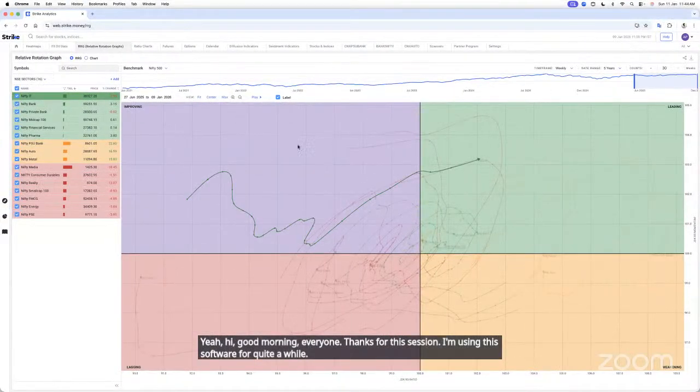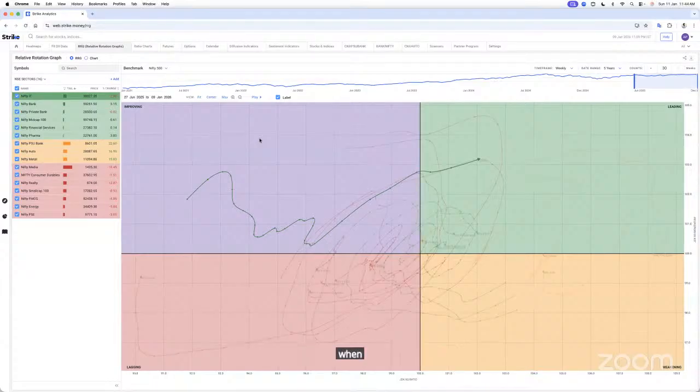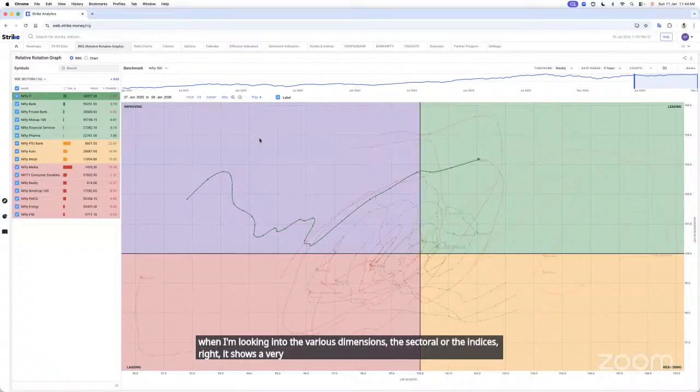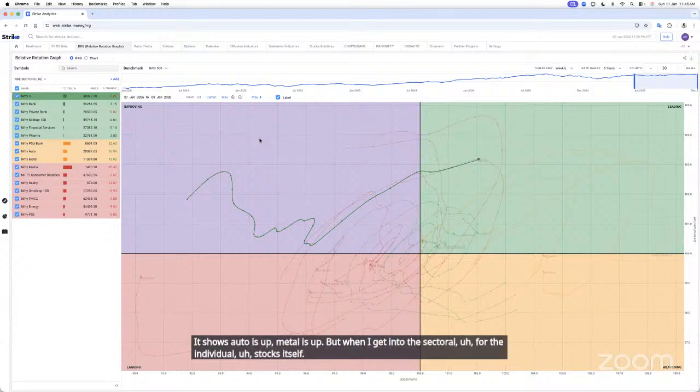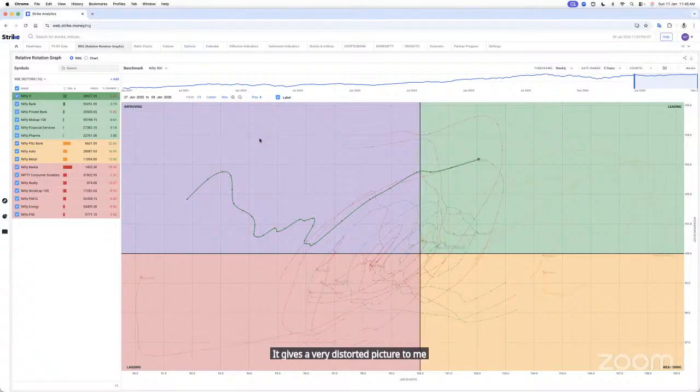The only thing which projects into my head is, when I'm looking into the various dimensions, the sectoral indices, it shows a very elaborate, high level perspective. But when I looked into the individual stocks in each segment or specific index like auto, it shows auto is up, metal is up. But when I get into the sectoral view for the individual stocks itself, it gives a very distorted picture to me, because most of the stocks either go into the lagging or they are dropping down from the leading, or some of them are even the improving ones also.